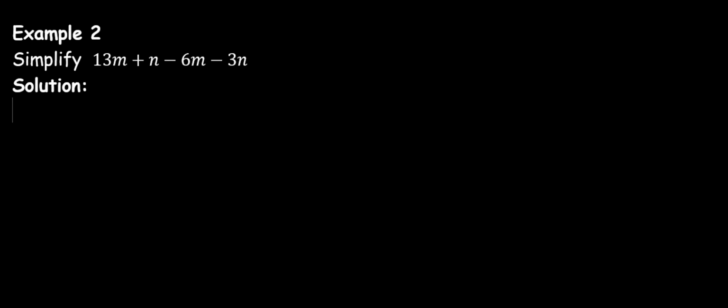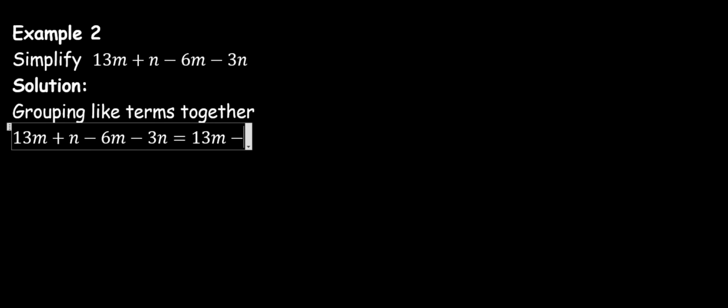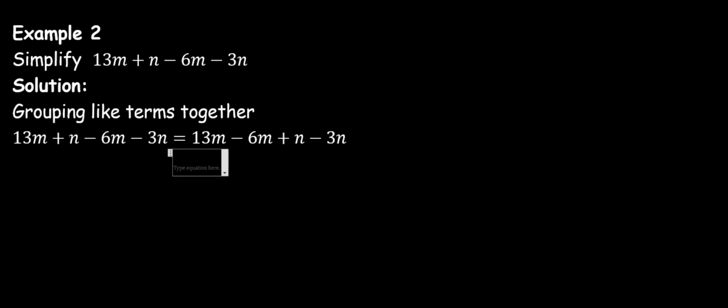Simplify 13m plus n minus 6m minus 3n. Solution. Grouping like terms together, we have 13m plus n minus 6m minus 3n will be equals to 13m minus 6m plus n minus 3n. 13m minus 6m will give you 7m, and plus n minus 3n will give you minus 2n. Another example.